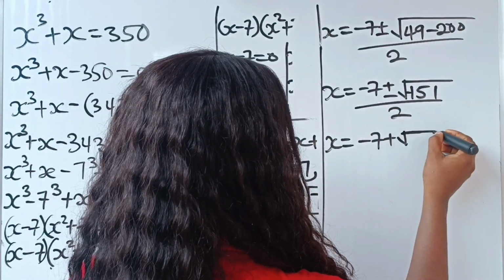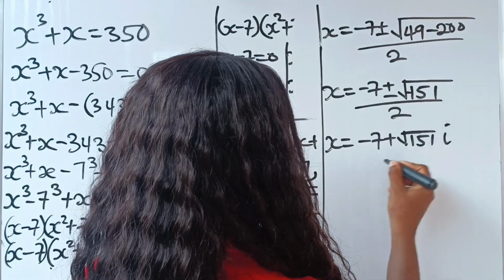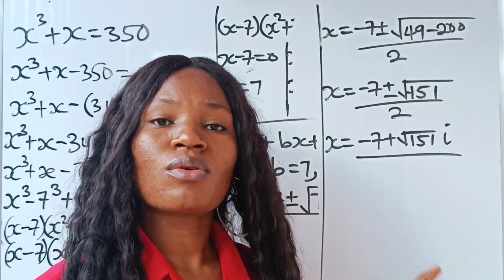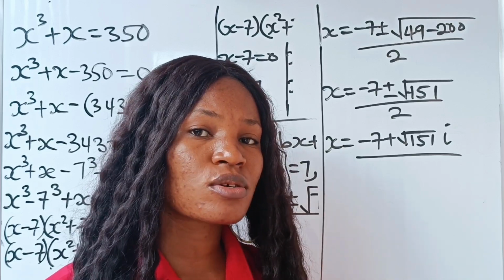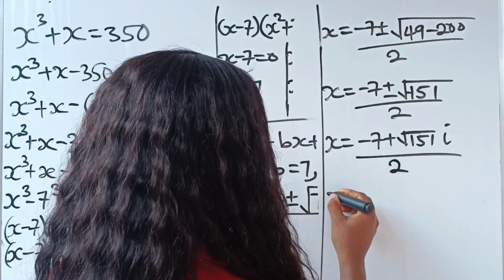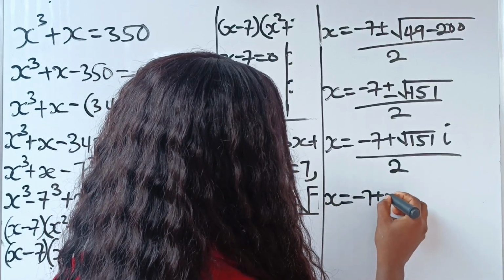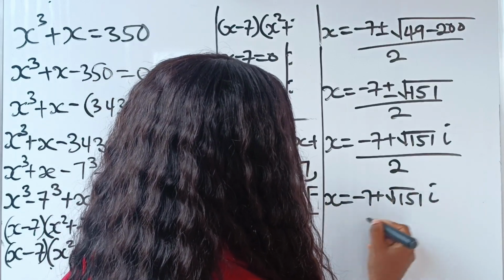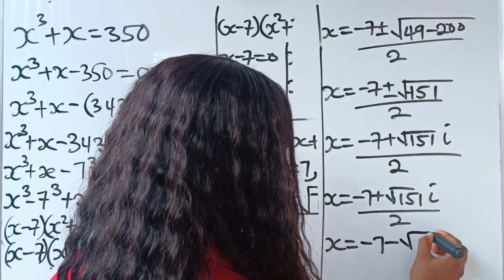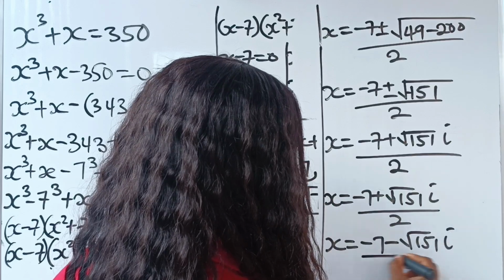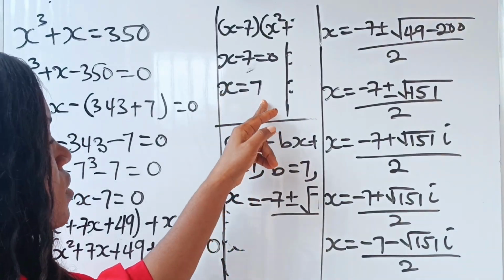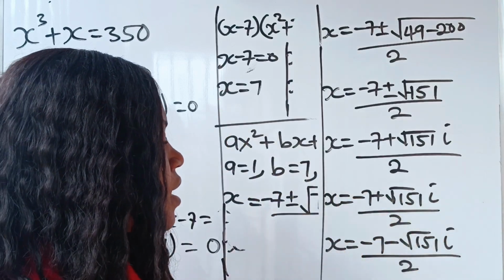Okay, so it's going to be root 151 multiplied by i, because minus 151 is the same thing as 151 multiplied by minus 1, and the square root of minus 1 is i. Divided by 2. Therefore x is minus 7 plus root 151 i divided by 2, and our x2 is also minus 7 minus root 151 i divided by 2. So these are the three values of x. x is equal to 7, x is equal to this, and x is equal to this.